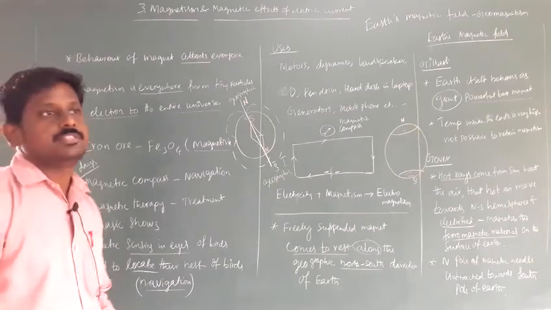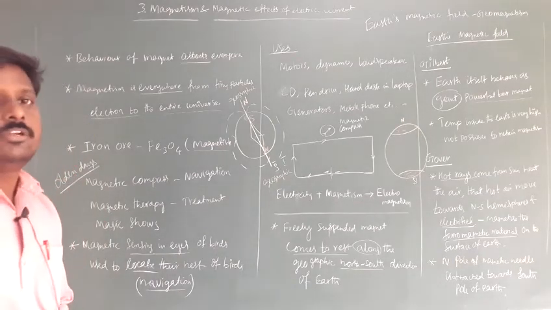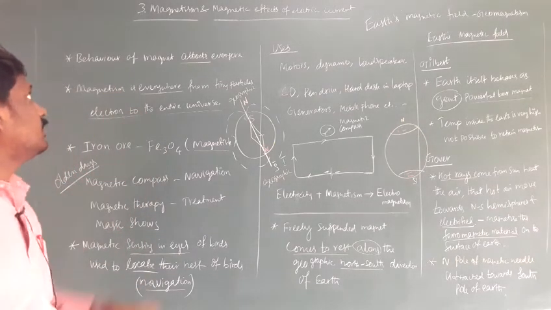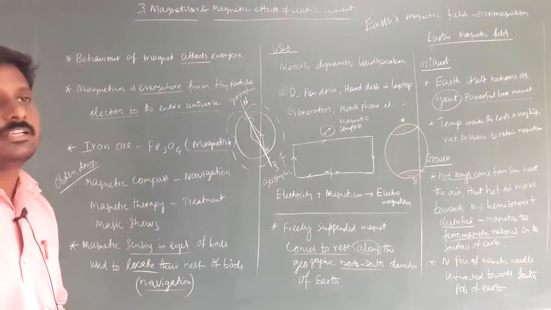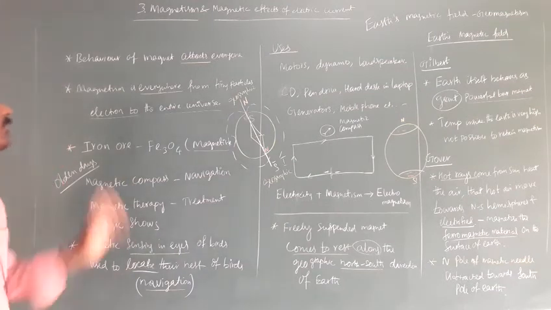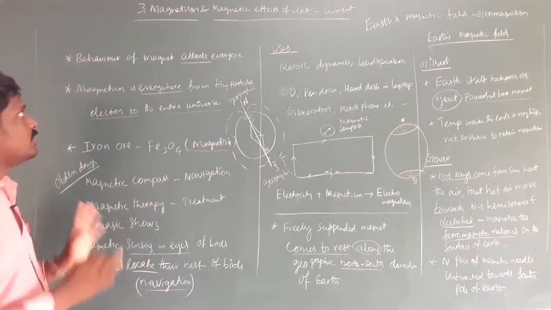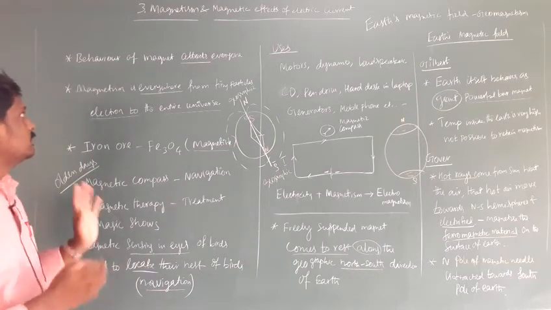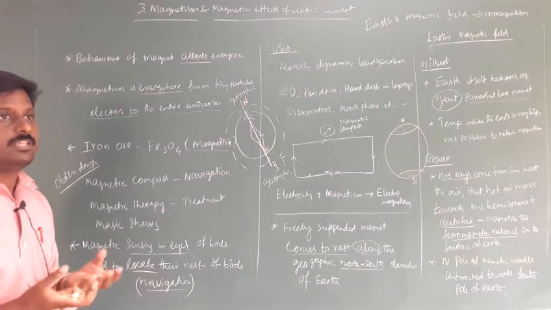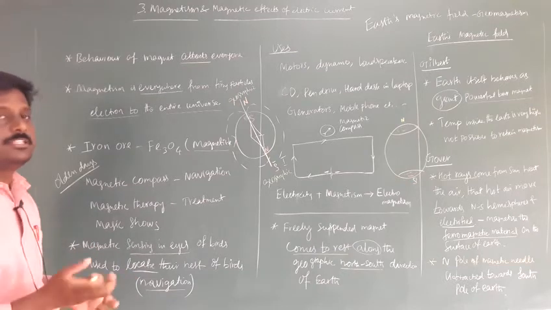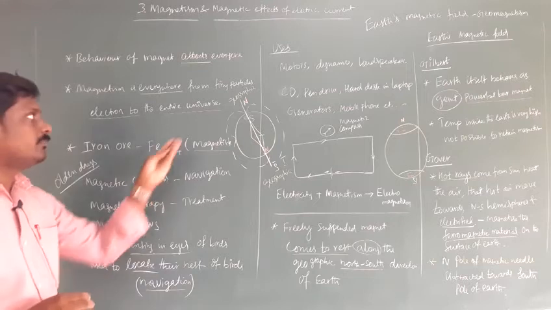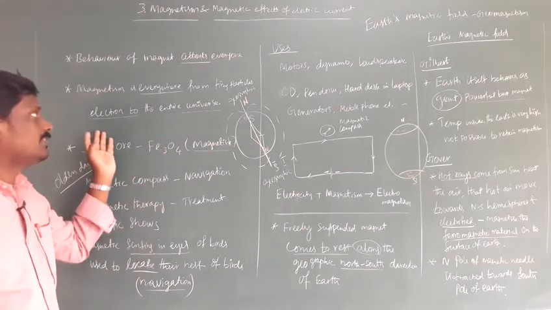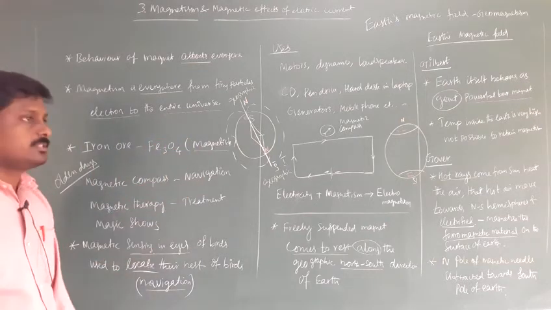Friends, 12th physics. Today we are going to discuss the introduction part of lesson 3, magnetism and magnetic effects of electric current. Everyone knows about magnets. They are so attractive to everyone. We played with magnets in our childhood days. Magnetism is everywhere, from the tiny particles, starting from the electron, to the entire universe.